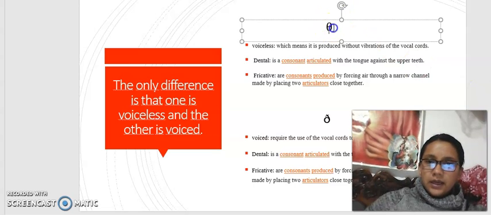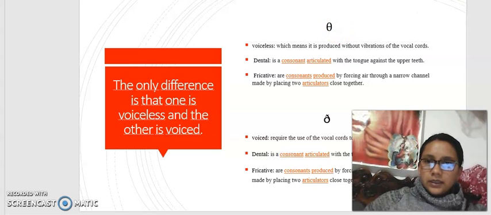This is the IPA symbol for the voiceless sound. Voiceless means it is produced without vibration of the vocal cords. And the other feature is that this sound is dental, a consonant articulated with the tongue against the upper teeth, and this sound is fricative, a consonant produced by forcing air through a narrow channel made by placing two articulators close together.